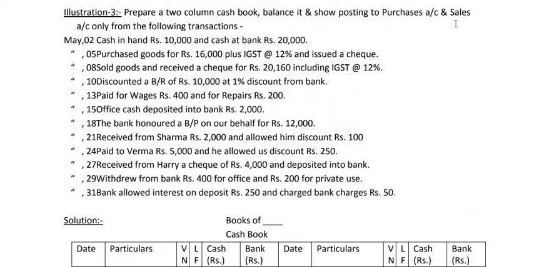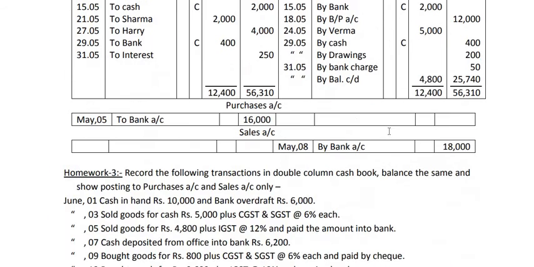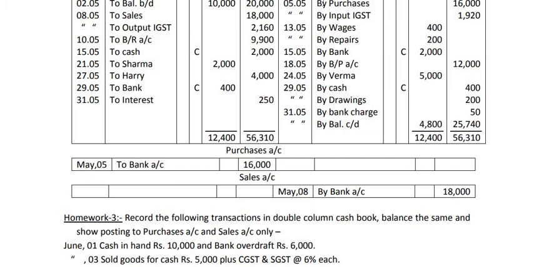Then we are also asked to show posting to purchase account and sales account only. So we have two accounts here, purchases account and sales account, these two ledger accounts. Now in purchases account we have to write, in purchases we have to write to bank 16,000.